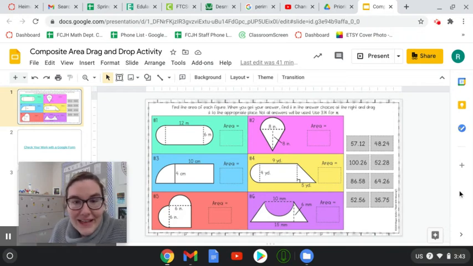Hi, welcome back. I'm going to show you how to complete this assignment and how to find the area of complex, or composite, shapes. We're going to do number one together. For number one, we have a shape that includes a rectangle in the middle and two semicircles.